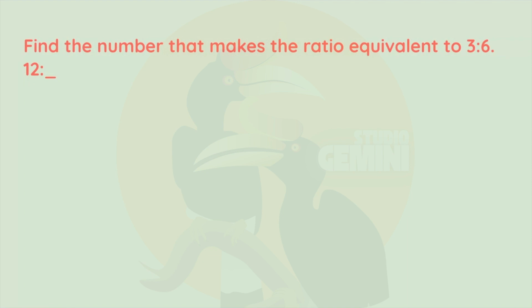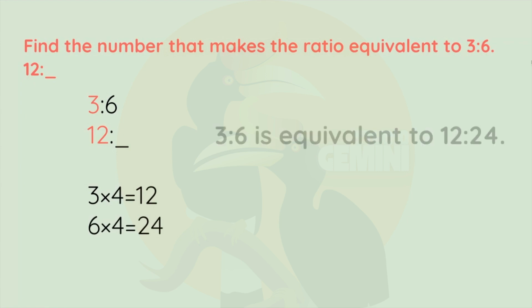So now I will compare the first number in both ratios. To get from 3 to 12, we multiply 3 times 4. 3 times 4 equals 12. So I need to multiply 6 by 4 to get the second part of this ratio. 6 times 4 equals 24. Therefore, 3 to 6 is equivalent to 12 to 24.